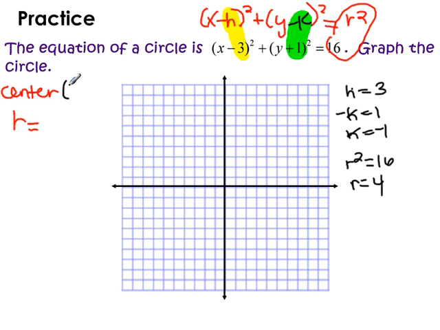So our center is at (3, -1). I'm just taking the opposite of what you see in here. So +3, -1, and my radius is 4. I'm going to start by graphing my center. So 1, 2, 3 over, down 1. And for our radius, I know that it's going to be 4 above it, 4 to the right of it, 4 below it, and 4 to the left of it. And then from there, just try your best to get your circle drawn. And that's your circle graphed.